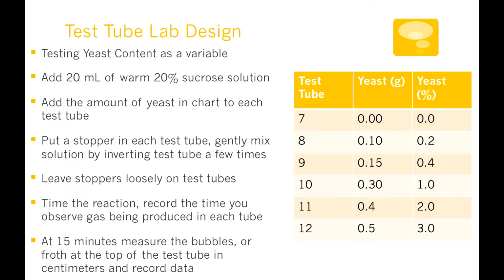Again, once you've added the yeast to your test tube, put a stopper in, gently mix the solution, leave the stoppers loose on the test tubes, and be careful with test tube number 12. The stopper might pop off of the test tube. Time the reaction. Record the time you observe gas being produced in each test tube. At 15 minutes, measure the bubbles or froth at the top of the test tube in centimeters and record the data.